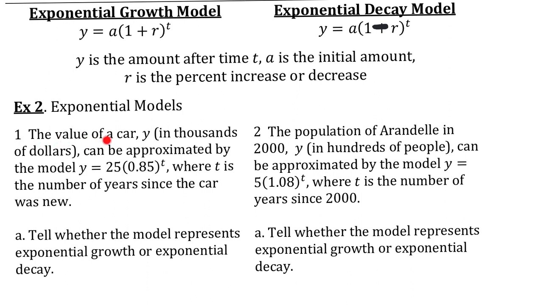Okay, it says the value of a car y in thousands of dollars can be approximated by the model y equals 25 times 0.85 to the t. This is an exponential model because the variable is in the exponent spot. Okay, t is the number of years since the car was new.